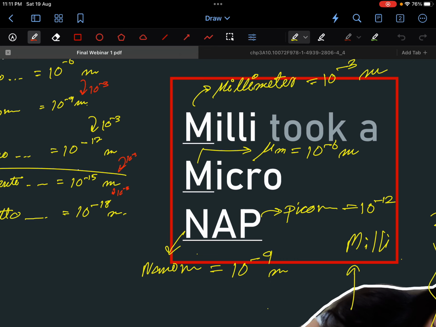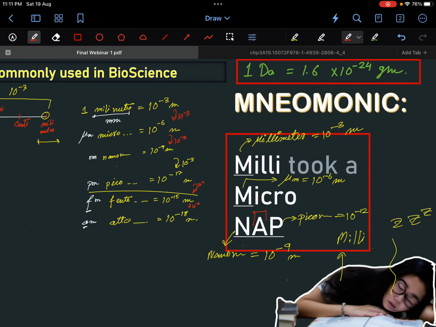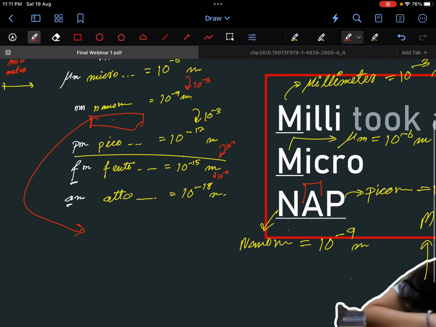So the question is, what is A? What is this A? And even this, you can see that I have left a gap here, right? Why? Because this is where the angstrom comes in. Angstrom is a very, very important unit in biology. This is the angstrom.